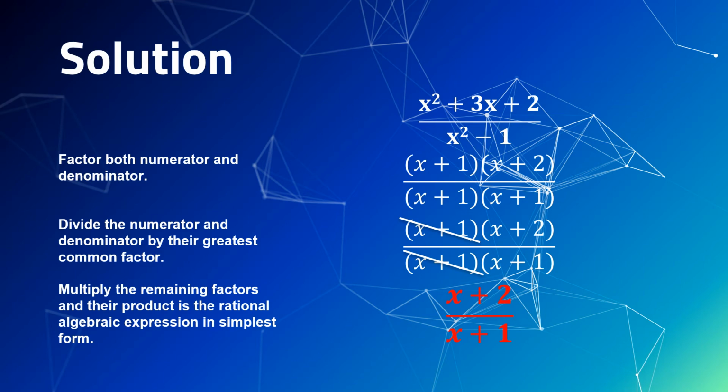As you can see, x plus 1 is present in the numerator as well as in the denominator. So divide these common factors, that is equivalent to 1. So 1 times x plus 2 is x plus 2, and 1 times x plus 1 is x plus 1.